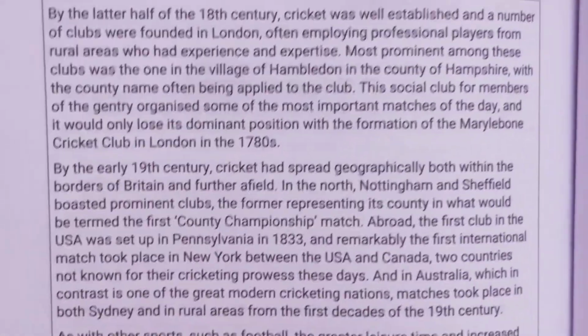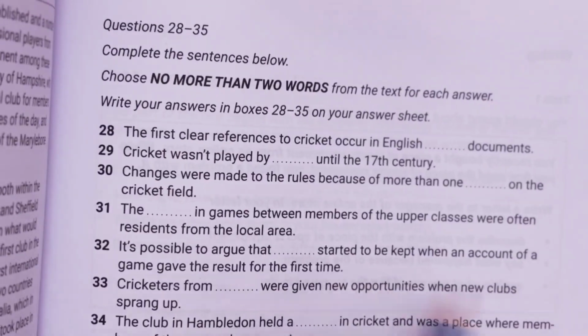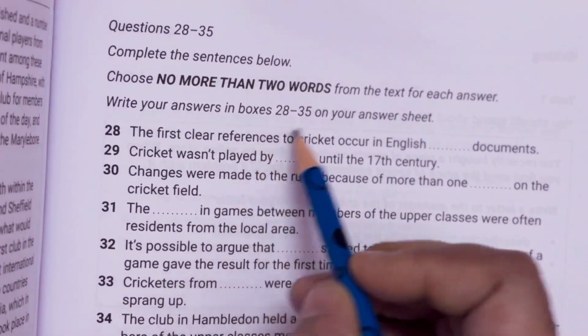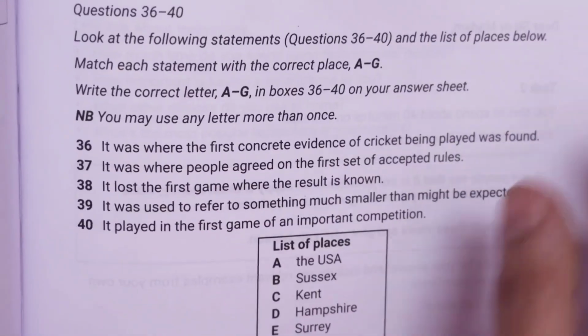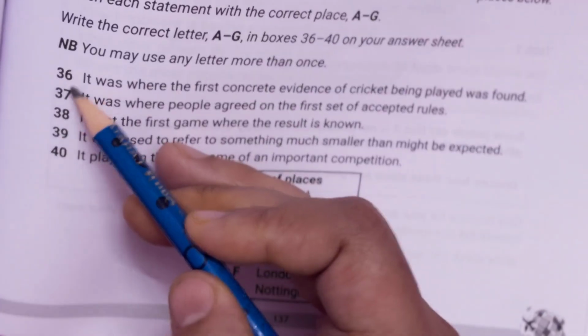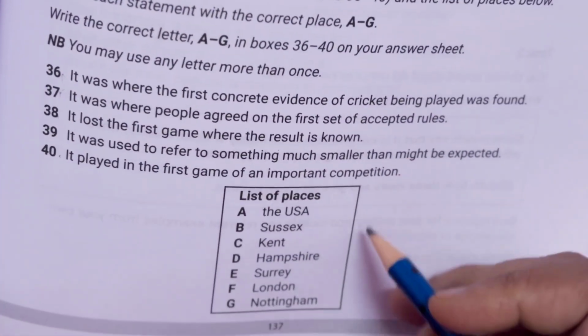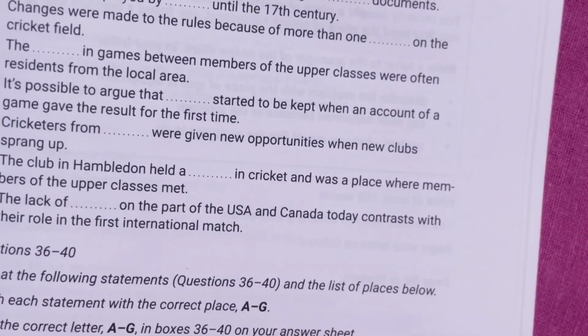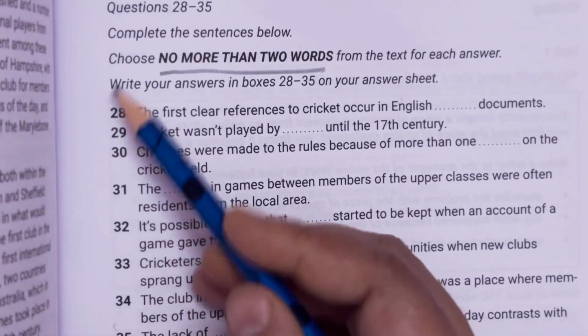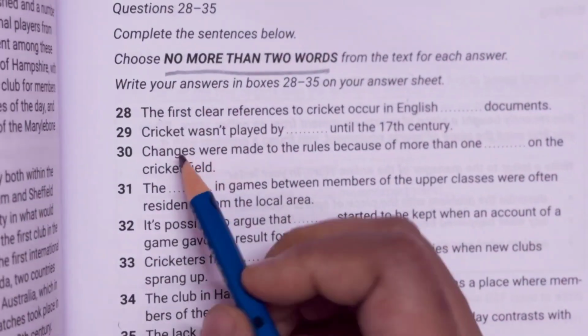Let's take a look at what kind of questions we have. The passage is quite big. From 28 to 35 we have completion type questions. It's fill in the blanks, and we have to write our answers in no more than 2 words. The next question type is matching features. We are provided with a list of places, and then we have 5 questions for this, and we may use any letter more than once. So these are the 2 question types that we have. We can start off with the easier one, and that is completion type.